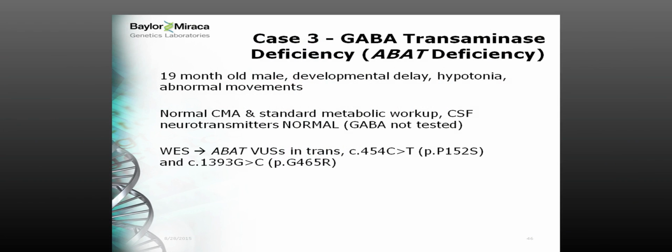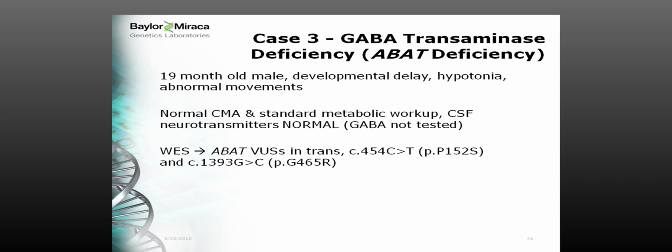The next case is a case of GABA transaminase deficiency, also called ABAT. This was a 19-month-old, again with developmental delay, hypotonia, some abnormal movements, who had normal typical testing, including normal CSF neurotransmitters, although the panel that was done by the probably the busiest reference lab for the CSF neurotransmitters did not measure GABA.